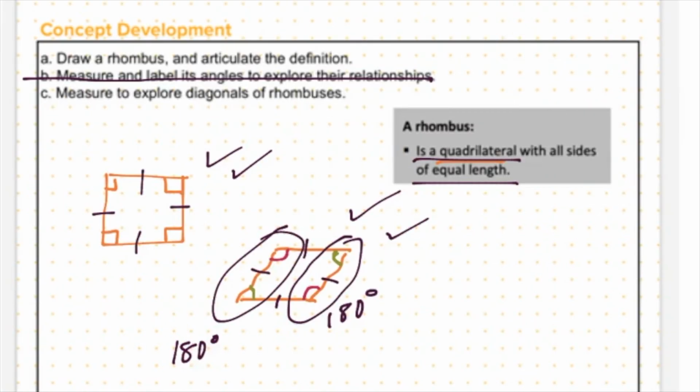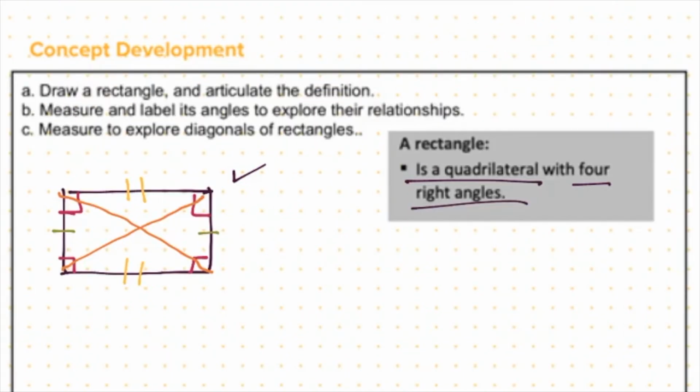When you do over here, if I were to draw another rhombus that looks like this, and we were to draw diagonals that go through it, they are not equal. The diagonals are not the same length. They are perpendicular bisectors. They perpendicularly cross each other.